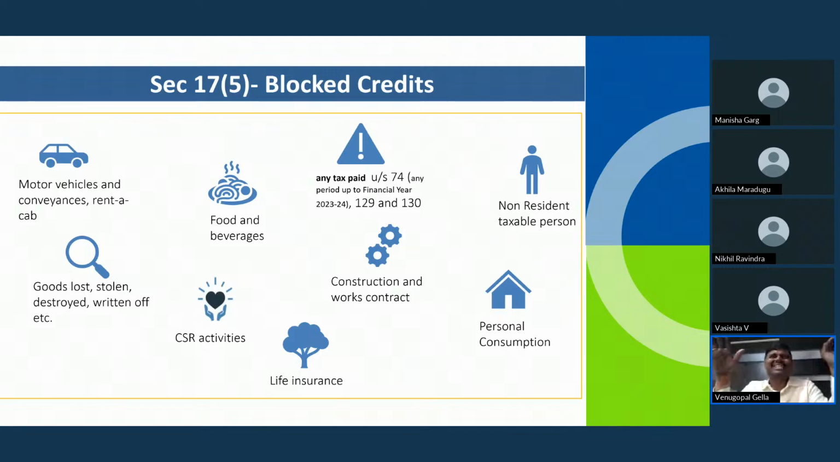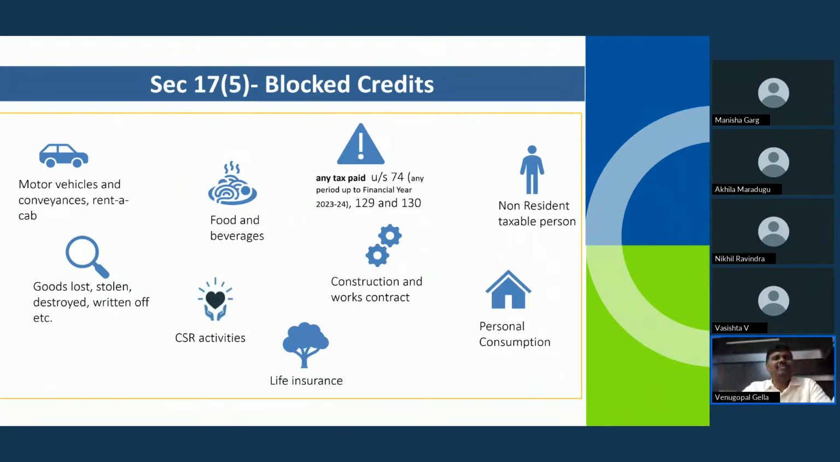Now, what is blocked credit? 17 subsection 5 says anything relating to motor vehicles. Now, someone who is in the business of motor vehicles, for them it's not applicable. But someone who is using a motor vehicle in the course of the business, say I am a software company, I'm providing a motor vehicle for my employees to commute from home to office, or my director a car, none of them will get a credit of it. I am buying staff welfare, food and beverages, no credit. If there is any tax paid under section 74, no credit.